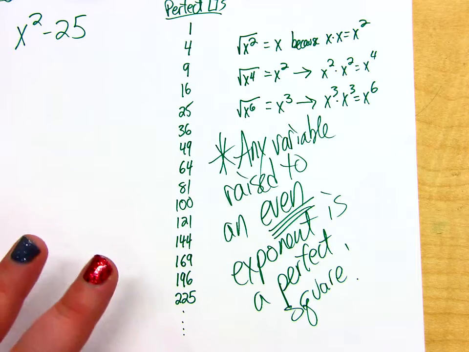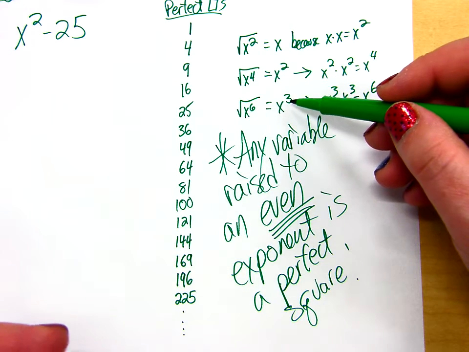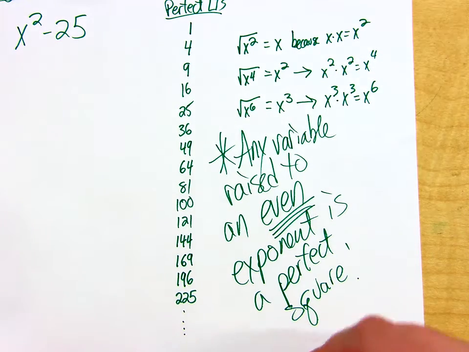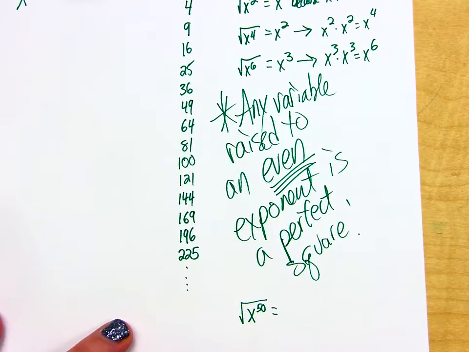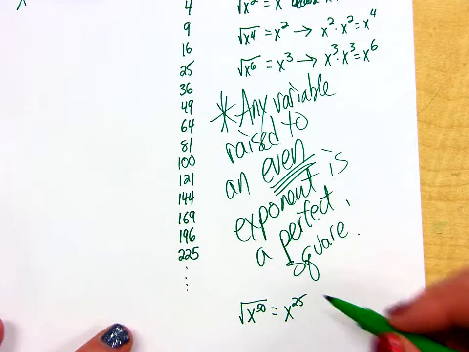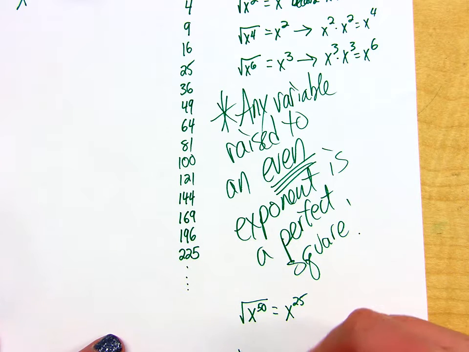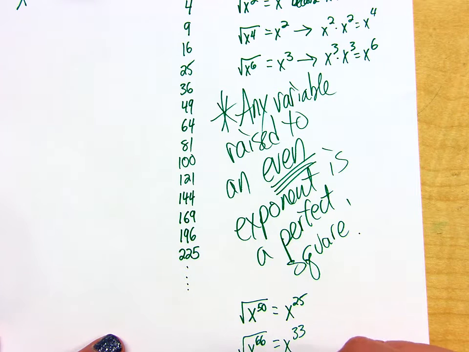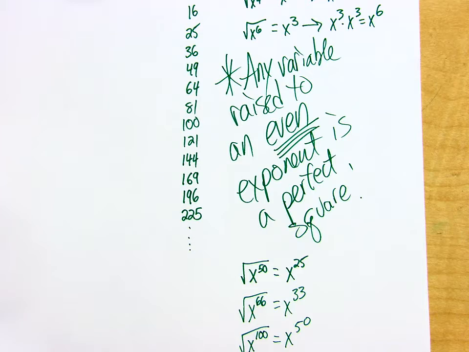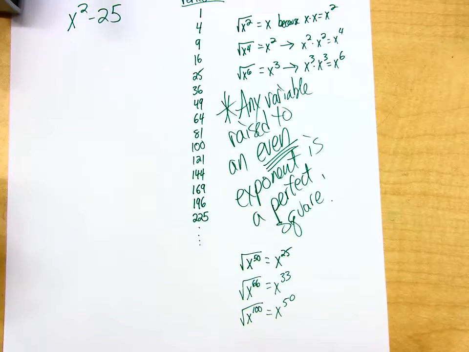And you can tell by our little mini chart here, the square root is just half the number. So if I asked you, what's the square root of x to the 50th? X to the 25th, right? You just take half of it. So the square root of x to the 66th, 33. The square root of x to the 100th, 50th. You just take half for the exponents, okay?